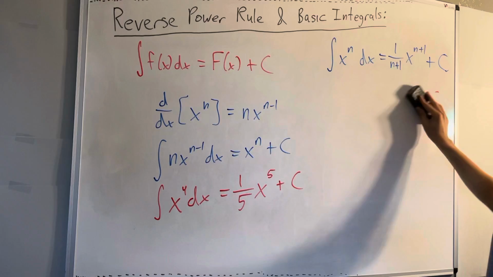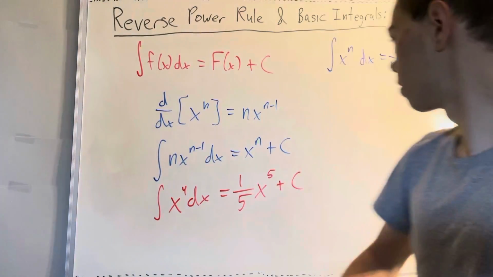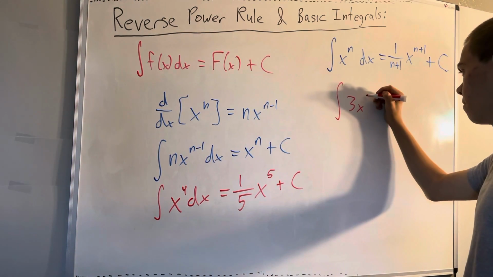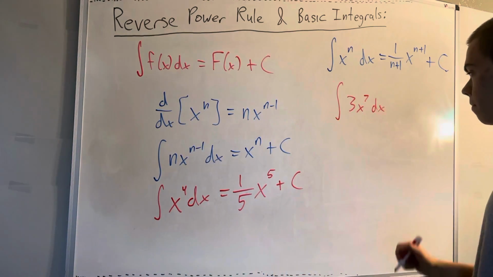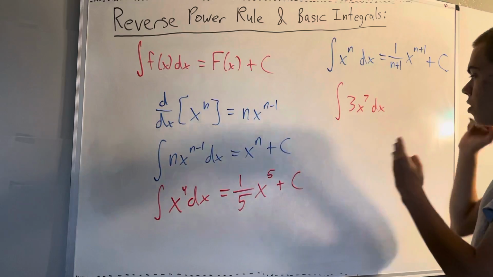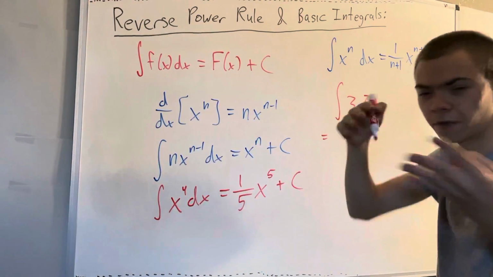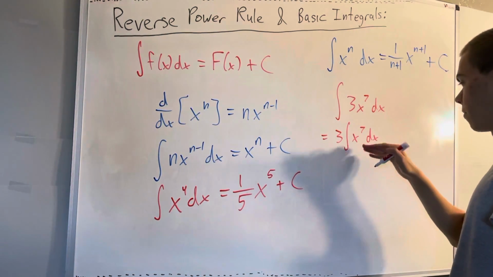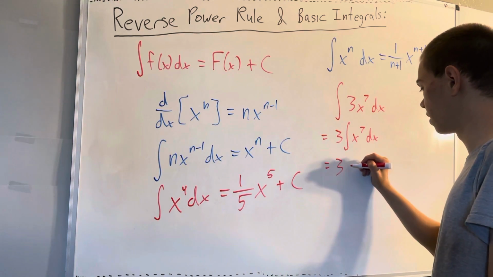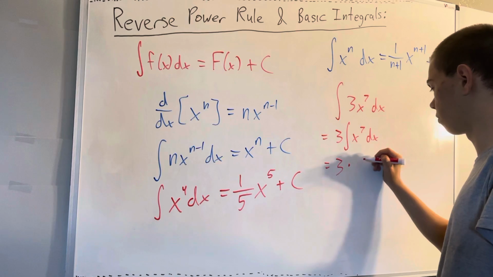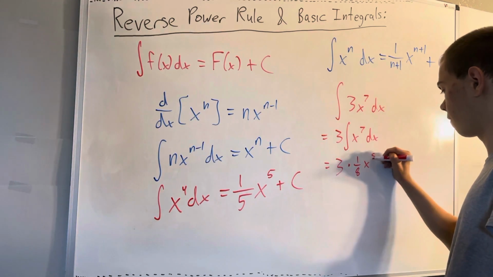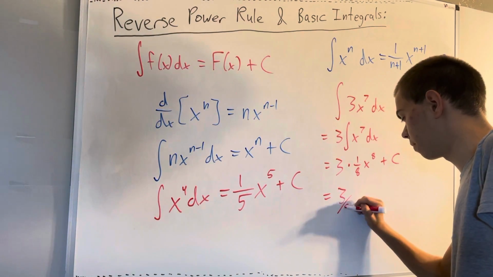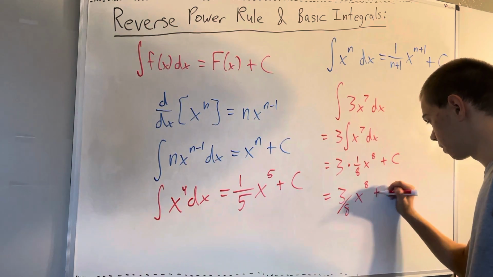All right, we're going to do one where we have a constant out in front. So, for example, the integral of, let's just say, 3x to the 7th dx. Well, applying the reverse power rule, it turns out you can actually pull out a constant from an integral, just like from a derivative. And so you could say this is 3 times the integral of x to the 7th dx. And using the reverse power rule, you'll find that this is 3 times 1 over 8 x to the power of 8. And then we just add our constant. And so we could rewrite this as 3/8 x to the power of 8 plus c.